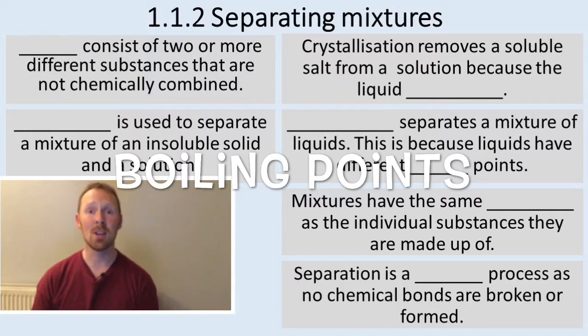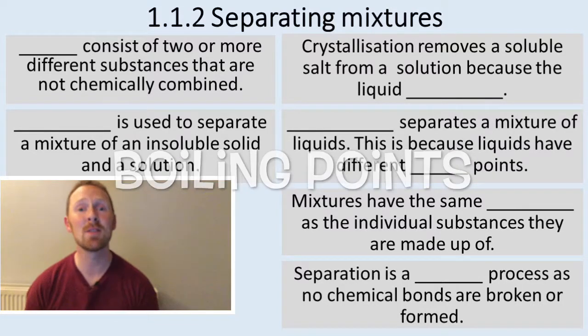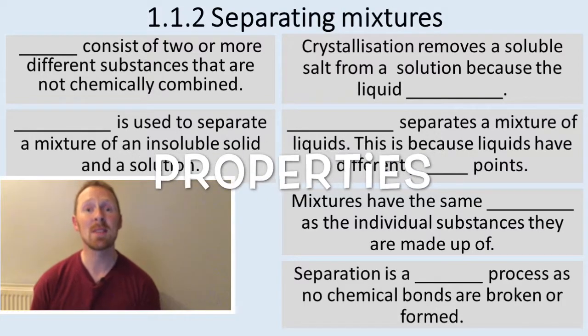So when you put a mixture together, the substances have the same properties as the individual substances they are made up of. If you put iron and sulfur together, iron will still remain magnetic and you can separate it using a magnet. But if you react them together to make a compound like iron sulfide, then they no longer have the same properties. Compounds have different properties.